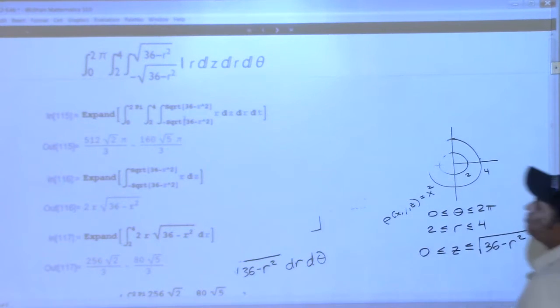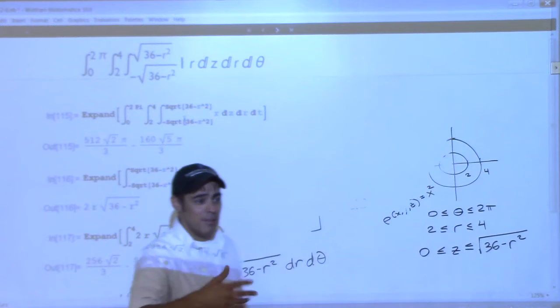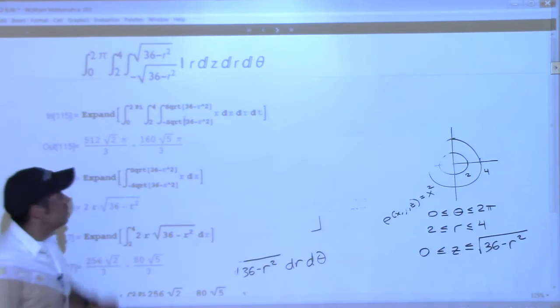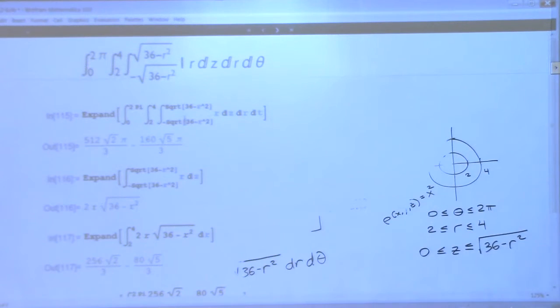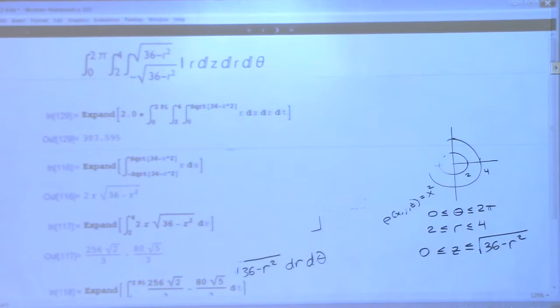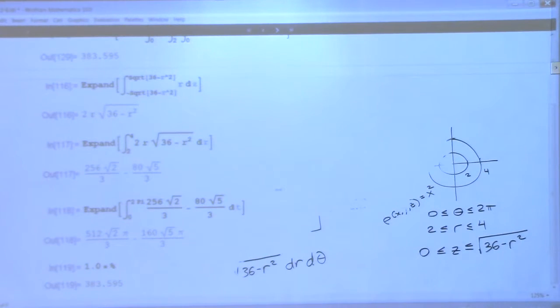Okay, remember I said, do we want to use the symmetry or not? On this one, I did not use the symmetry. So what would happen if I come in here and change this to 0 and then put a 2 out here? 383.595. So you get the same answer. Yeah. Okay.